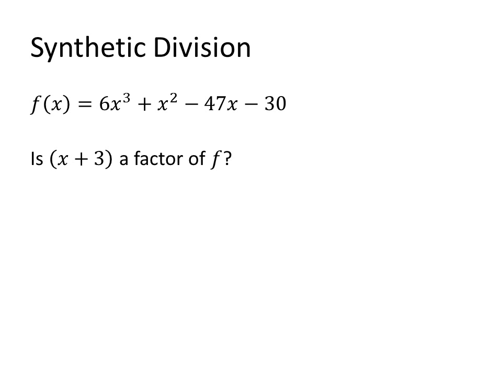Another way to determine whether x plus 3 is a factor of f is by using a method that we call synthetic division. The way that synthetic division works is you put the 0 on the left-hand side in the box, and then you list the coefficients of the polynomial in expanded form, like so. Notice the coefficients are 6, 1, negative 47, and negative 30. In this case, we just forget about the variable part and just list the numbers.